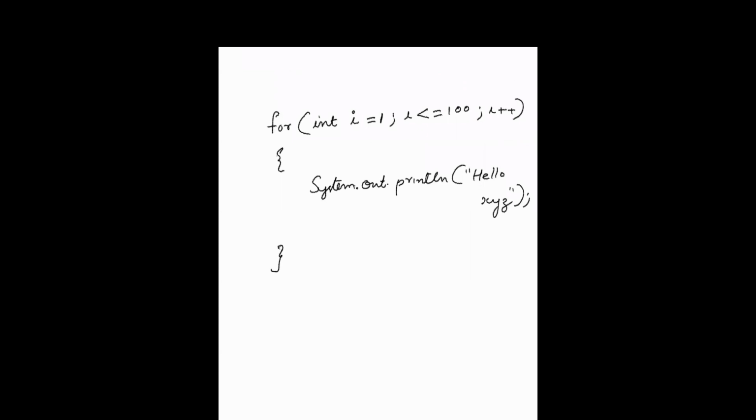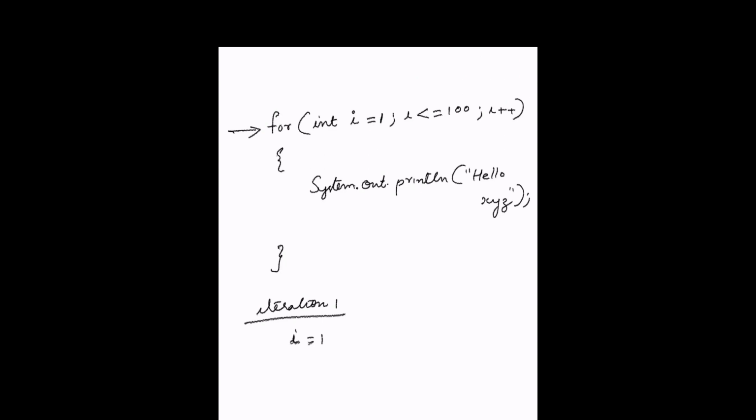When the first iteration happens, first iteration means when the control enters into the for loop, we call it iteration 1. Okay, iteration 1, it is going to enter into the for loop. So in the first step, what happens? The i variable gets declared, and i is getting the initial value 1. Got it? i is getting the initial value 1.